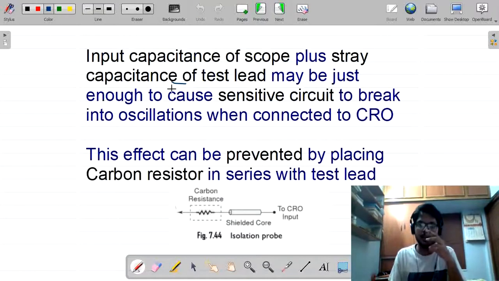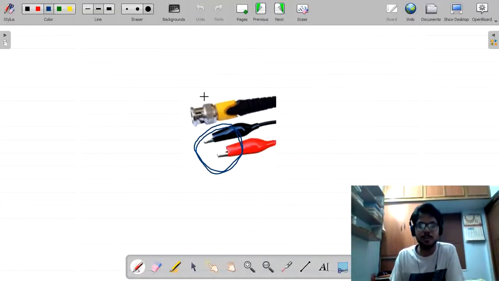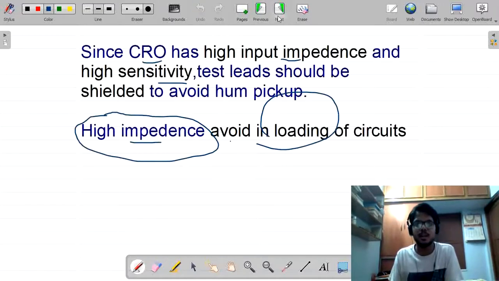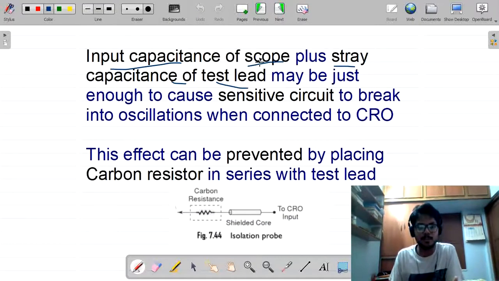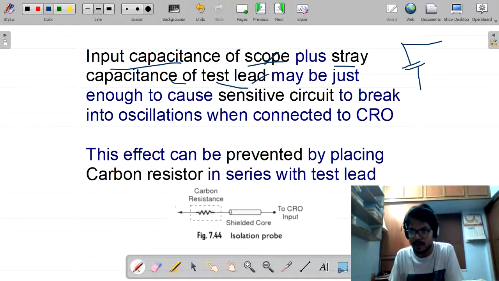Now, suppose the input capacitance of a scope and the stray capacitance of a test lead. We have clearly seen what a scope is. It is also called a test lead. Now what will happen? As both the input capacitance of the scope and the stray capacitance of the test lead are connected in parallel, it will create a circuit. See here.